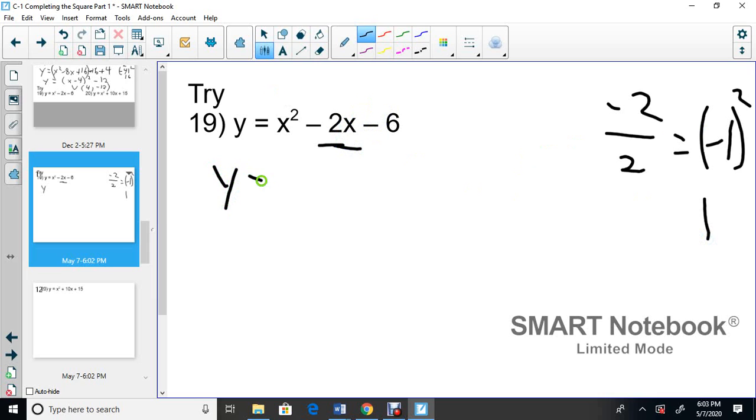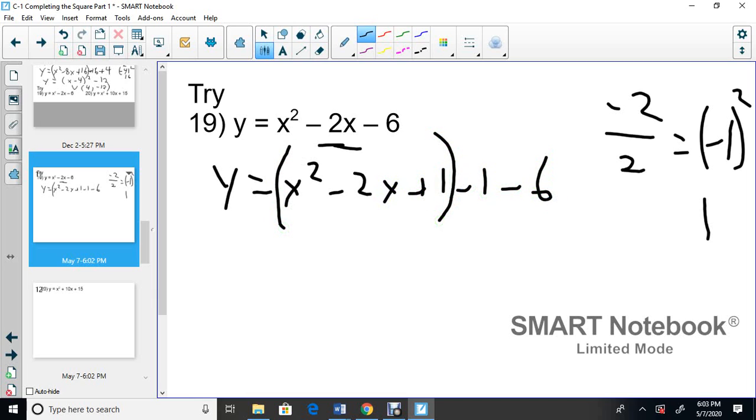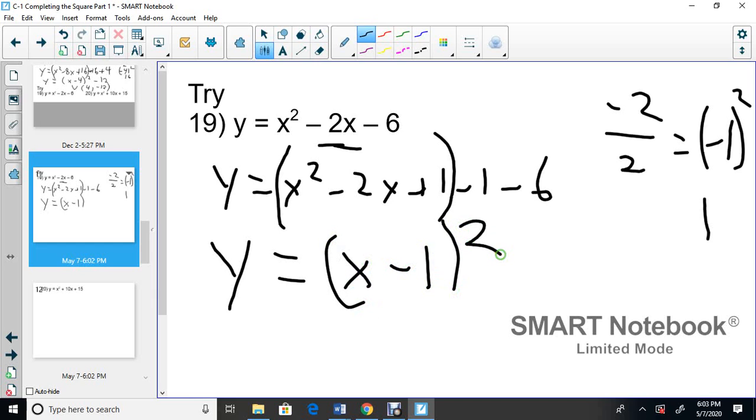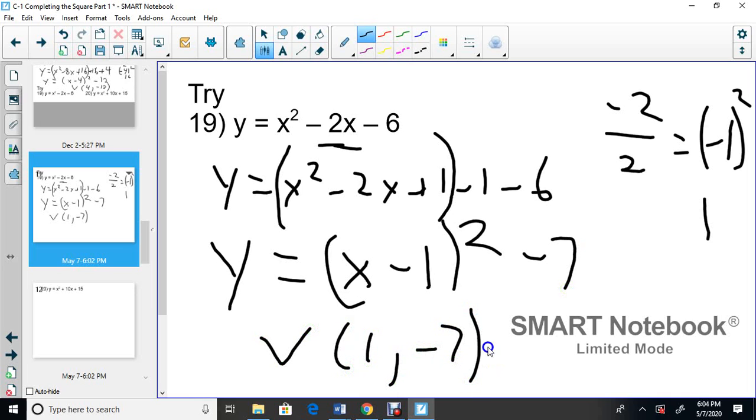So we're going to go y equals x squared minus 2x plus 1 minus 1 minus 6. Okay, I'm going to put a bracket here. That's my perfect square. And I'm going to go y equals x, half of negative 2, minus 1, squared. So if you were to expand that, you would get this back. Then you got minus 1 minus 6, you get minus 7. So our vertex here is 1, negative 7. So it's the opposite sign, and it's the same sign. Okay, let's go on to the next one, number 20.